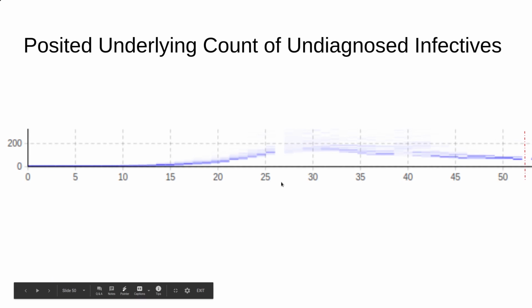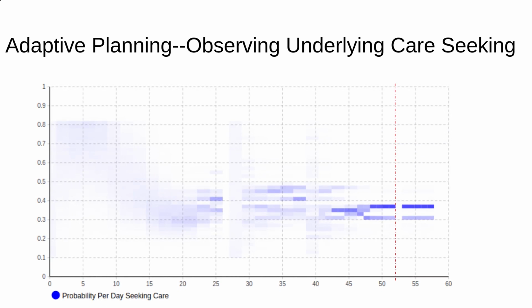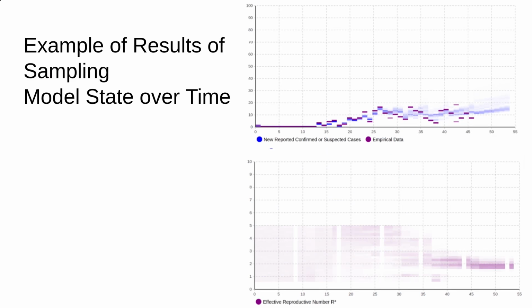We can also get, as part of this 3D view, an understanding of the underlying count of undiagnosed infectives that are likely out there. This is aspects of the latent state of the system estimated by the particle filter. Or something about the fraction of cases that are likely engaging in care seeking right now. In short, we can probe probabilistically some understanding of what's likely the case out there. And it's actually a joint distribution over the state of the model.